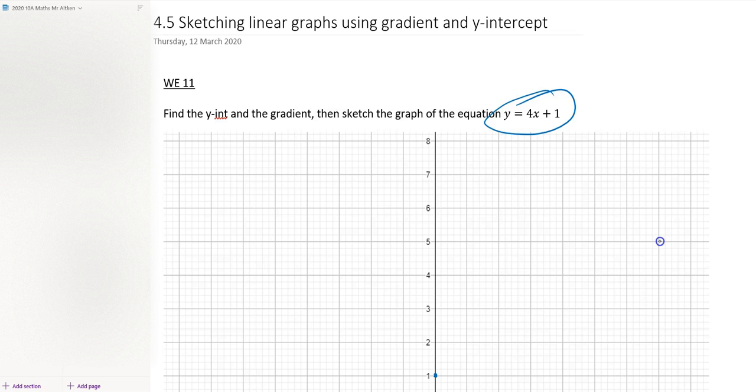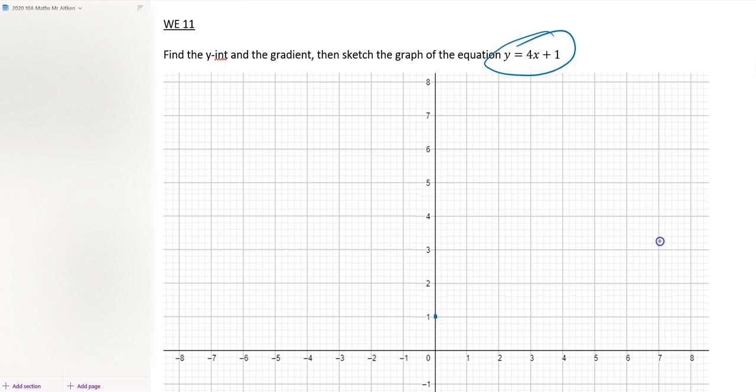The other way of thinking about it is the y-intercept always occurs at what value of x? 0. So if I take my equation here and I go y equals 4 times 0 plus 1, then what does y equal? 4 times 0 plus 1, that goes to nothing and I just get y equals 1. And so that tells me when x equals 0, y equals 1, and so I have my y-intercept. So I put my dot there at y equals 1, and now I don't really know much else other than the gradient. What do I know about the gradient in that equation?